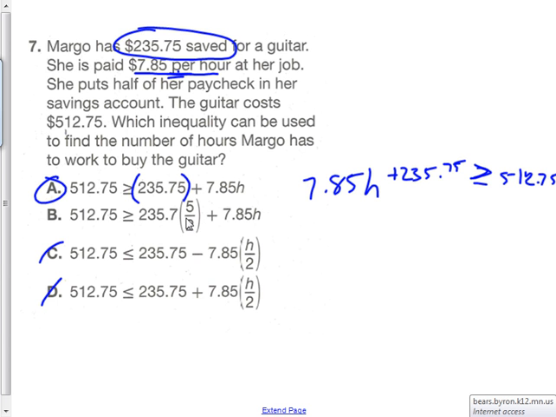Now here it has divided by 2. I think that's just trying to throw us off with the half of her paycheck part, because I don't see anything in the problem that tells me that I should take the 5 and divide it by 2. And also the 235.75, I don't know why I would put the 5 in there like that. It doesn't really make sense, because I want to have that amount in there.